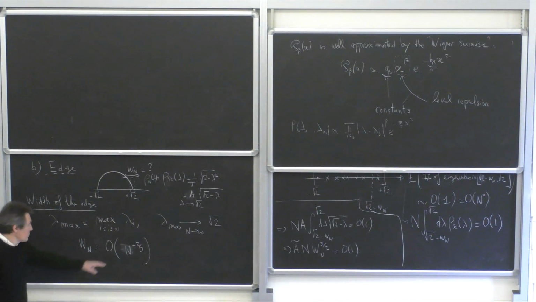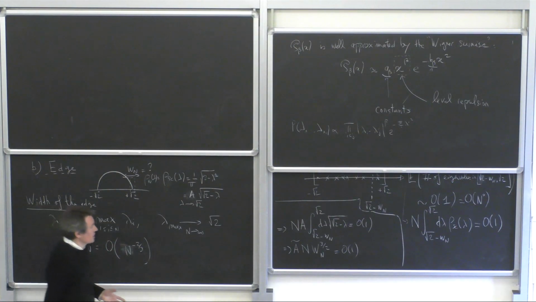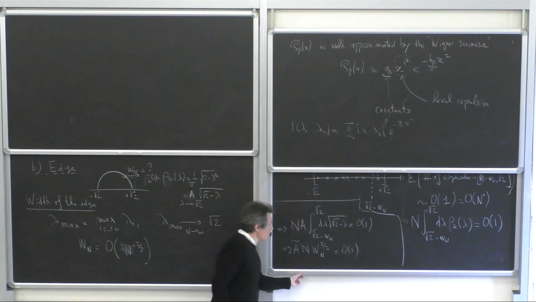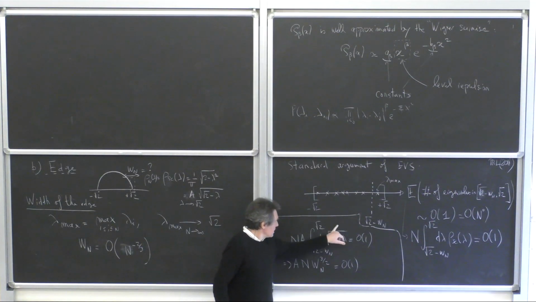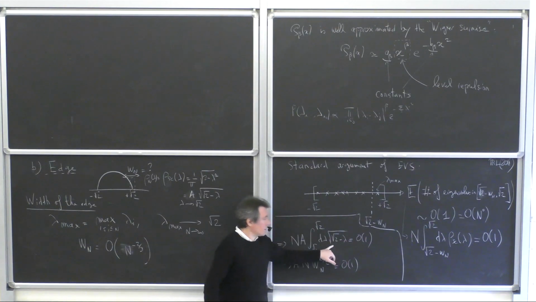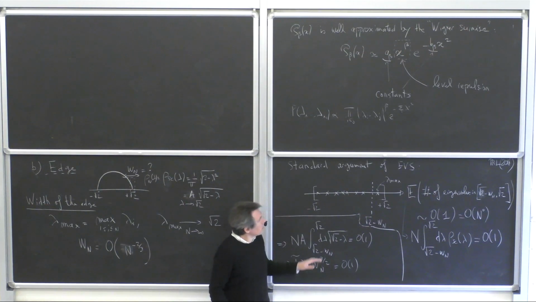Okay, so it's a non-trivial exponent, and what you see, of course, by this argument is that this exponent here is completely controlled by the way this distribution here vanishes close to the edge. Okay. So, if you remember what I was saying yesterday, I was discussing the case of the Gaussian orthogonal or unitary ensemble.